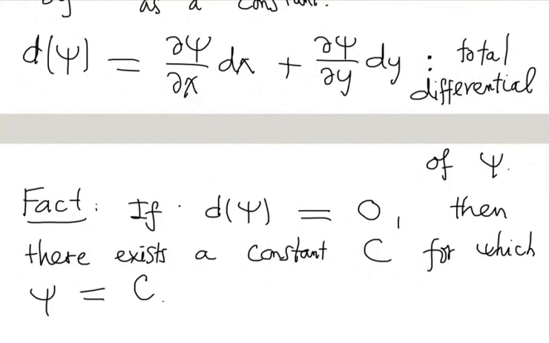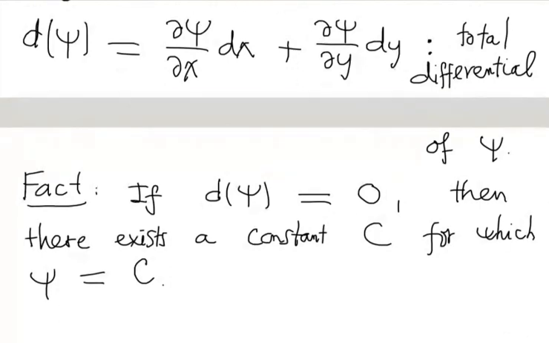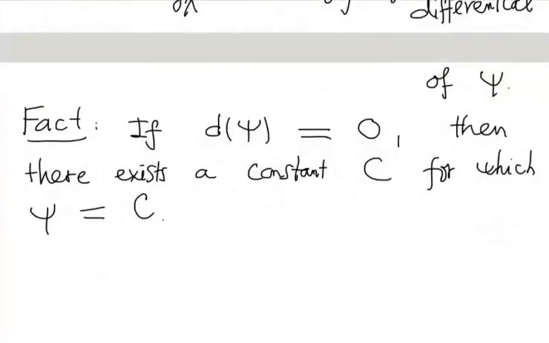So what's going on is that in this topic, we will try to write a given differential equation in terms of a total differential d psi for some function psi. And if we can do that, then the solution to our differential equation will be just psi equals a constant c. And if we are given an initial condition, then we can determine the value of c.